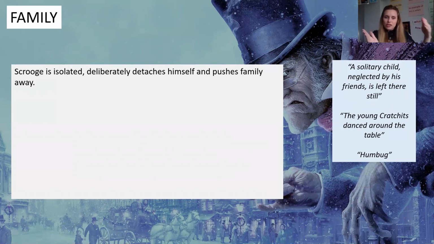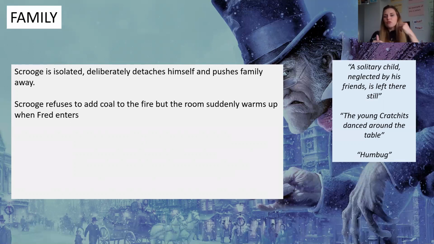We learn through the journey with the ghost that it's because of his heartbreak when he was younger, but he just keeps everybody away. So he's really, really isolated. He isn't a family orientated man. And that again is important because he refuses to add that coal to the fire. He is this cold, harsh, miserable character.